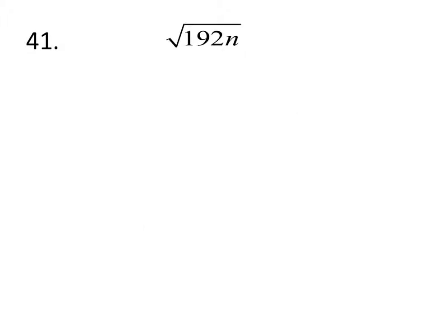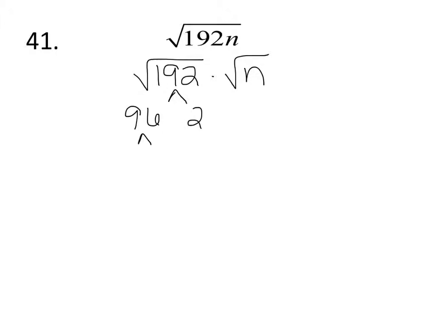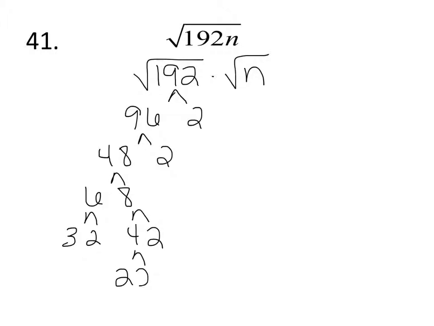Right here we have the square root of 192 times n. So again, I'm going to break it up. Square root of 192 times the square root of n. And 192 is 96 and 2. 96 is 48 and 2. 48 is 6 and 8. 6 is 3 and 2. 8 is 4 and 2. And 4 is 2 and 2.